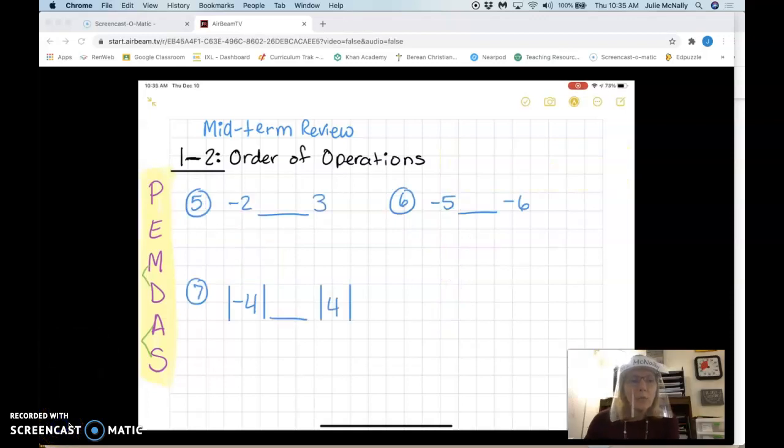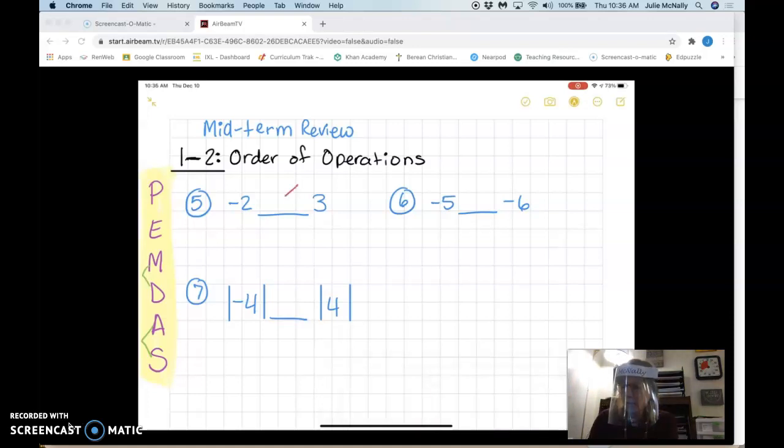In this section, we are replacing the blank with greater than, less than, or equal to. So I need to tell which one of these is greater, which is less, or if they're equal. So number 5, negative 2 or 3, which one is bigger?